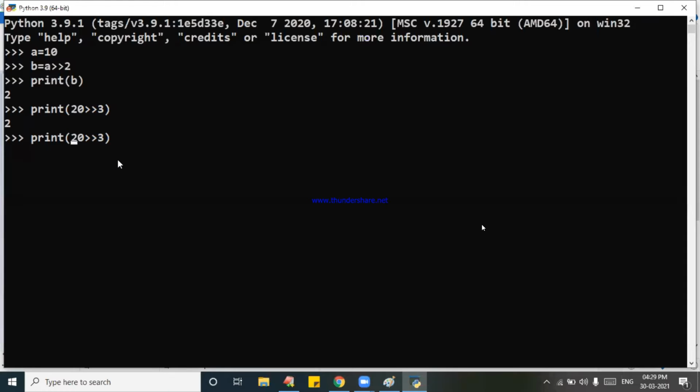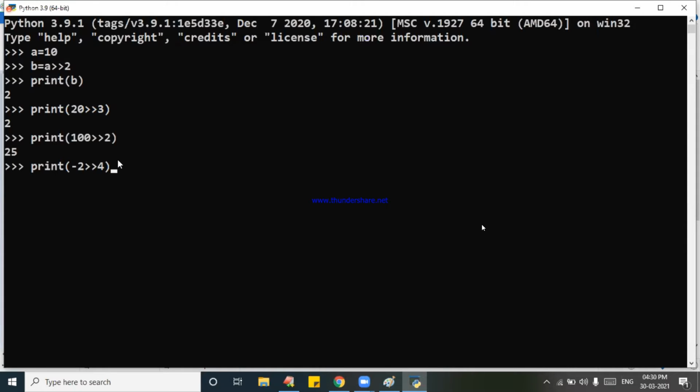Next I will take print of 100 double greater than 2. Come on, quickly. Excellent. Everybody is answering fast. Harshita, look at it. It's 25. How? 100 by 2 square. 100 by 2 square is called what? 4. Come on now. I am writing print of minus 2 double greater than 4.